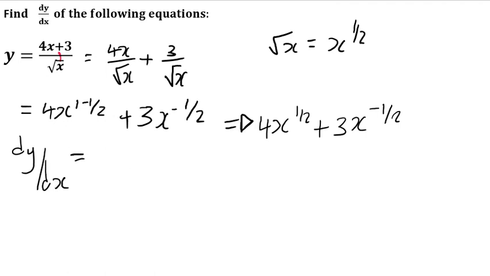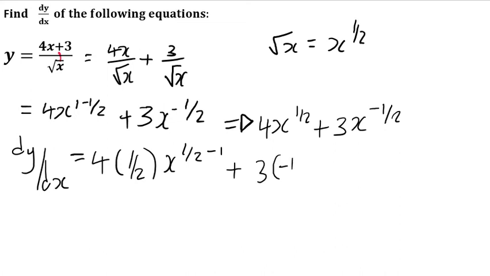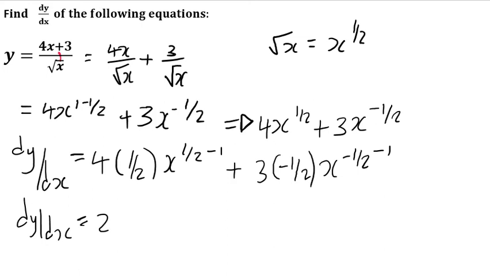Dy over dx equals, we're gonna say 4 multiplied by our n, which is 1 over 2, x to the power of 1 over 2 minus 1, plus 3 into minus 1 over 2, which is your n, x to the power of minus 1 over 2 minus 1. So your dy over dx will be 4 multiplied by 1 over 2, you're gonna get 2. Then 1 over 2 minus 1 for your exponent, you're gonna get a negative 1 over 2. Then plus 3 multiplied by minus half.